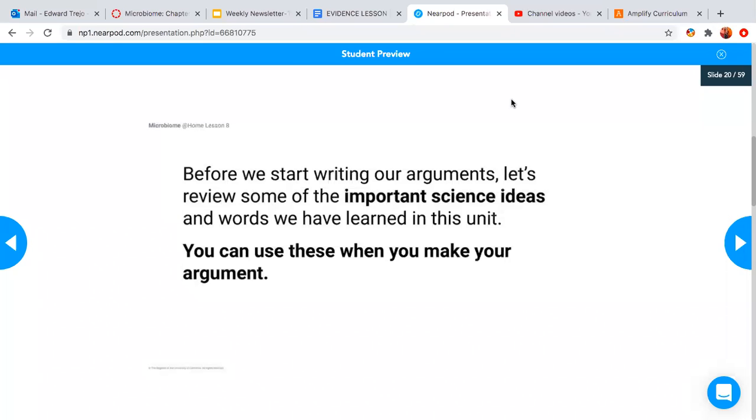All right, so before we start writing our arguments, I want to review some of the important scientific ideas and words we've learned throughout this unit. You can use these scientific ideas and words when you make your argument.